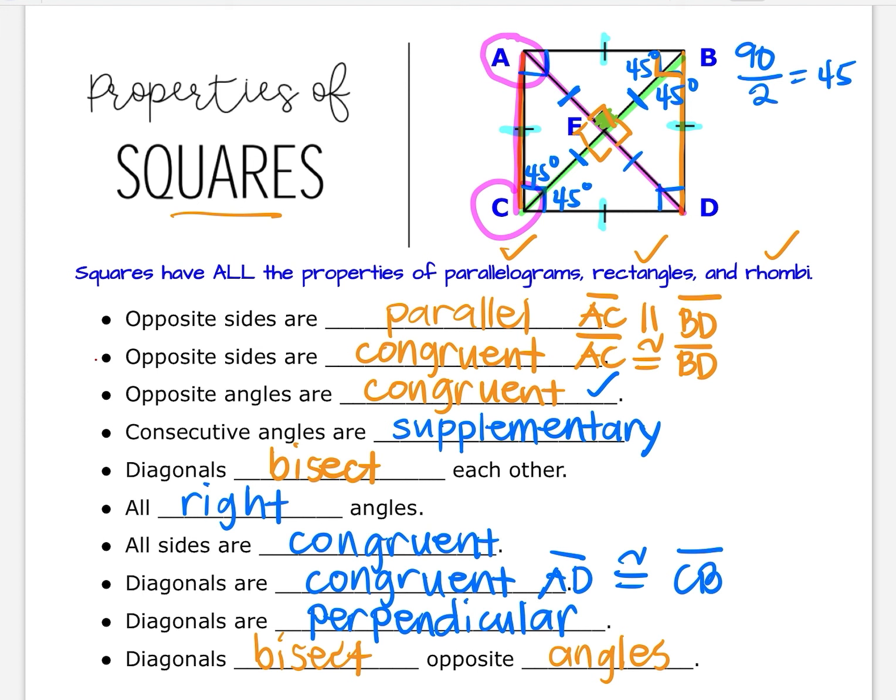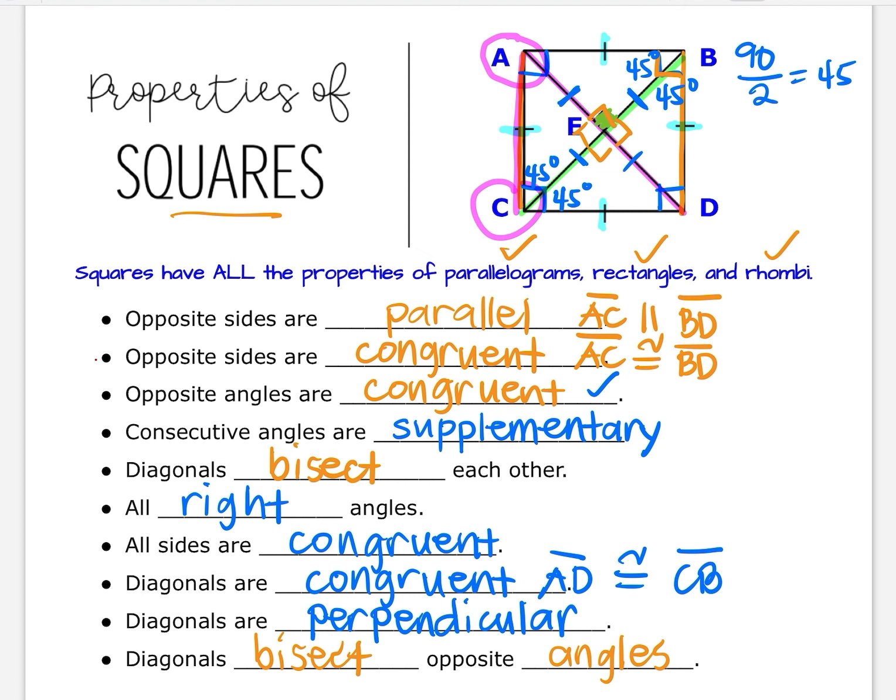Bisect simply means two angles or an angle is divided equally. And we are referring to opposite angles, and in this case, what divides the angle is the diagonal that divides the angle equally.